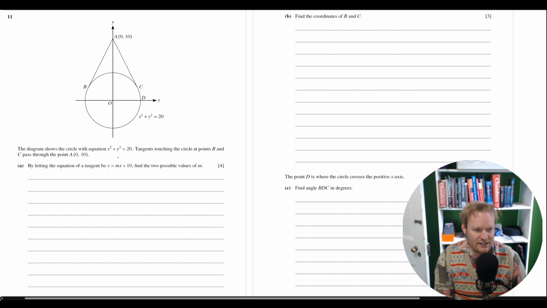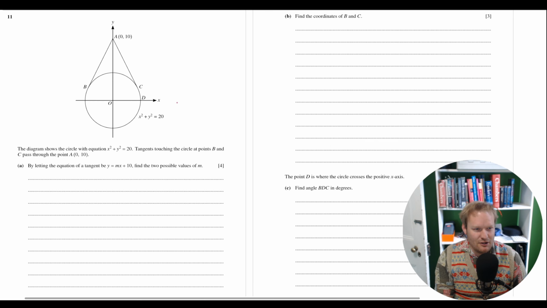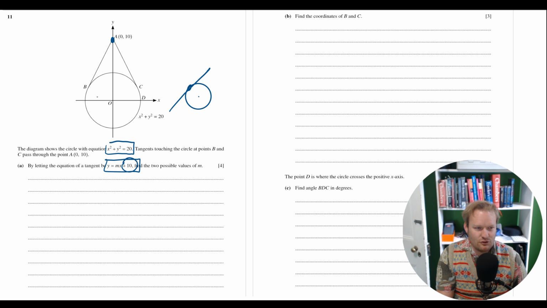By letting the equation of the tangent be y equals mx plus 10, well, we knew that already. It's kind of them to tell us that that's plus 10, because of course it's plus 10. There's the 10. Find the 2 possible values of m. Now, we already have our starting point. Tangent, line, these intersect only once, which means if we were to try and find the point or points of intersection of these 2 equations, then we'd expect just the one solution.